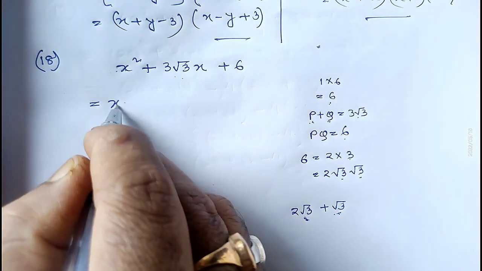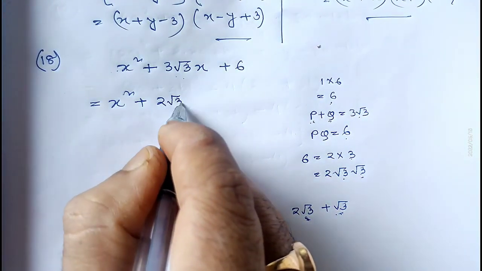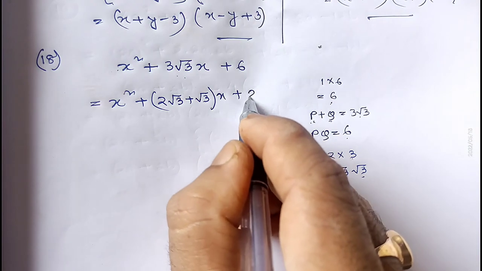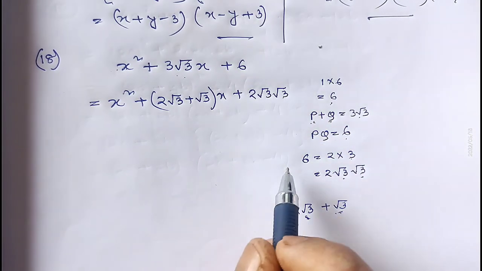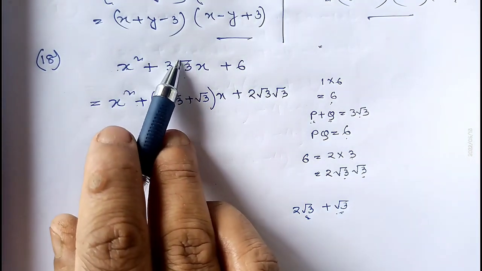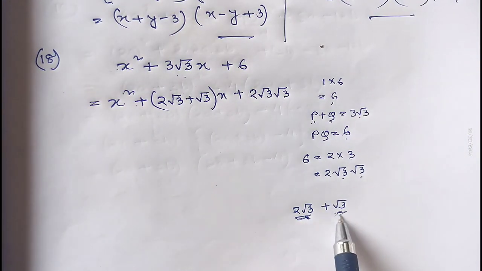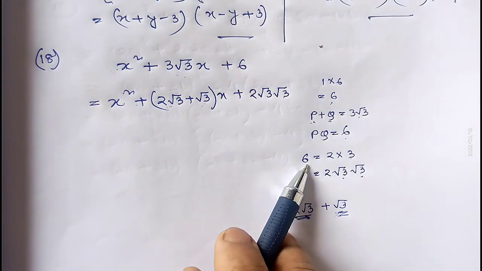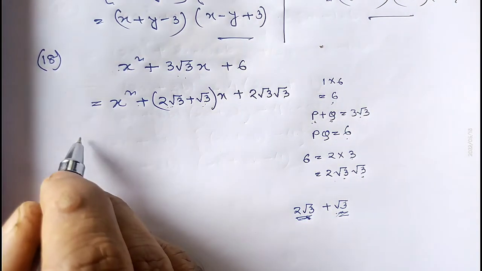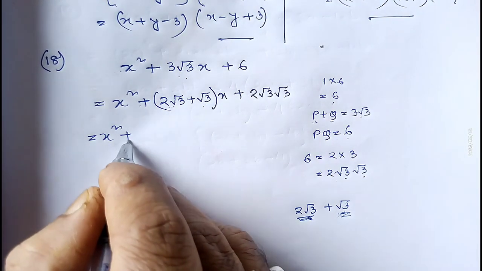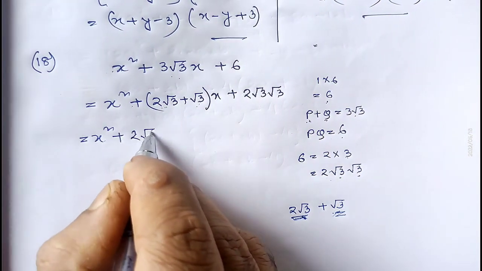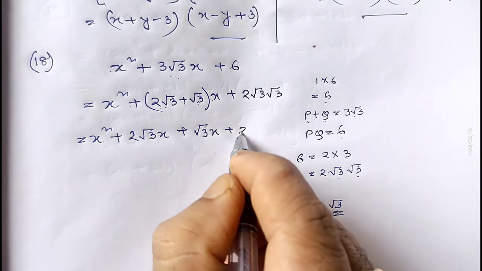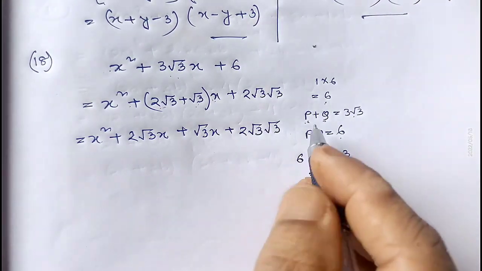So here I am going to write x square plus 2 root 3 plus root 3 x plus 6, and instead of 6 we can write 2 root 3 into root 3. Clear? x square plus, instead of 3 root 3 we are writing 2 root 3 plus root 3. So 2 root 3 plus root 3 is 3 root 3 x, plus, instead of 6 we are writing 2 root 3 into root 3. This can be written as x square plus 2 root 3 x plus root 3 x plus 2 root 3 into root 3.